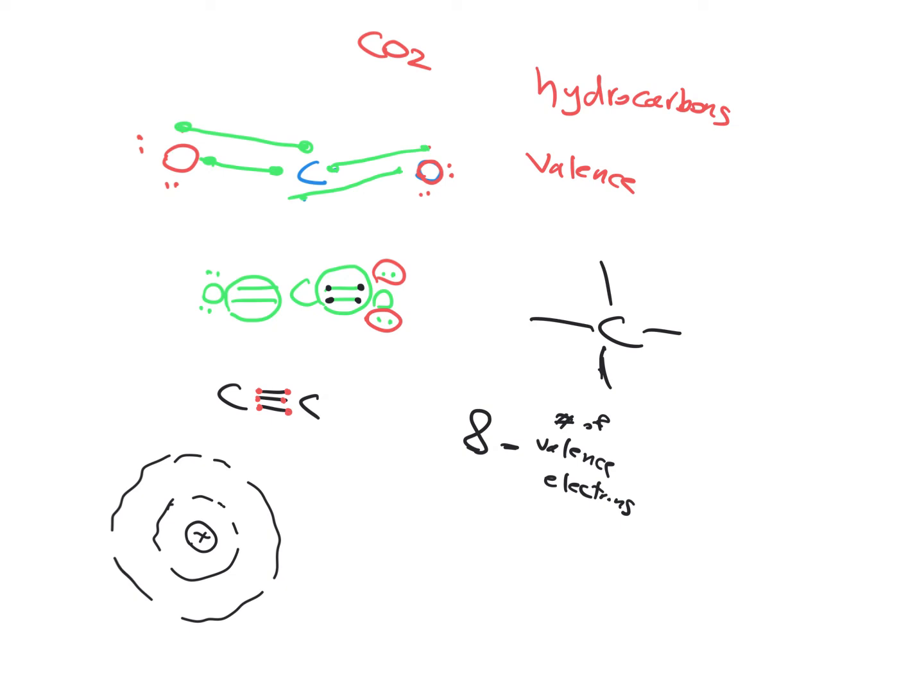So these are definitions that you should know. What are hydrocarbons, what is valence? The number of bonds that an element can form, we call that valence. So that's why we say the valence of carbon is 4.